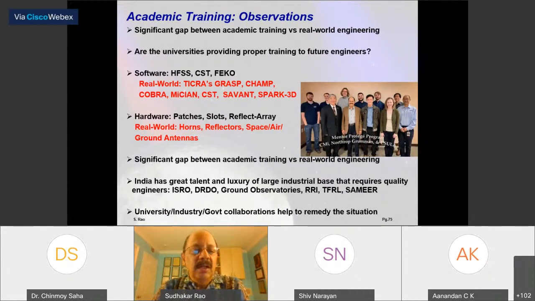A lot of them in the universities are happy to use HFSS, CST, FEKO, but in the real world, it's TICRA GRASP because most of the antennas are reflector based. SHAMP, which is also TICRA software, Cobra, TICRA software, Mission, CST. Savant is for aircraft applications where you want to see the coupling between the antennas and placement of the antennas on the aircraft.